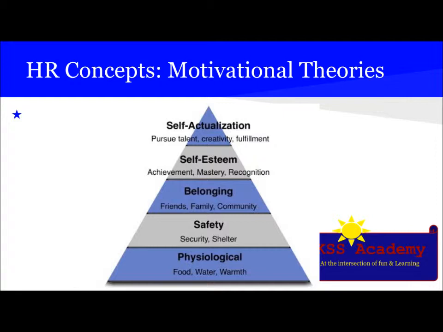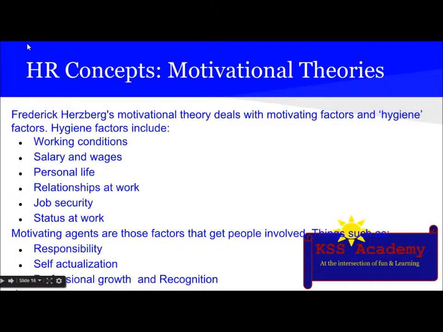There are five kinds of motivational theories, so let's see one by one. The first thing is Maslow's theory, which looks like a pyramid. First, a person's physiological needs must be satisfied, which is food, water, and warmth. Then safety needs must be satisfied, that is security and shelter. Then belonging must be satisfied: friends, family, community. Then self-esteem, which points to achievement, mastery, or recognition. And the last thing, after all these things are satisfied in bottom to top order, a person looks for perceived talent, creativity, or fulfillment.